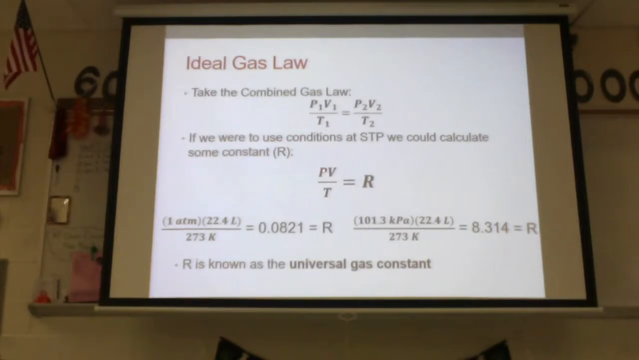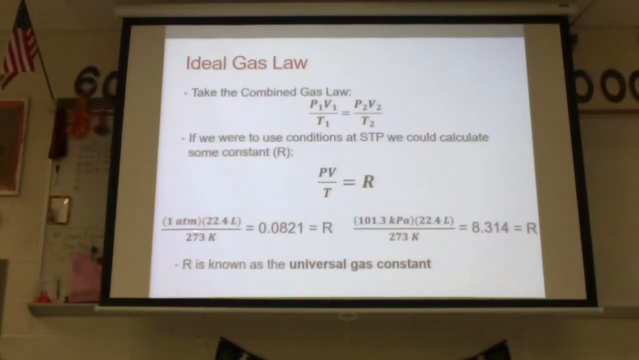So what is standard pressure? Standard pressure is 1 atmosphere, right? 1 mole of gas at STP is going to be how many liters? 22.4. And what is standard temperature? 273 Kelvin. So here, I just plugged in 1 atmosphere, 22.4 liters, and 273 Kelvin, and I get a value of R, this constant, of 0.0821.